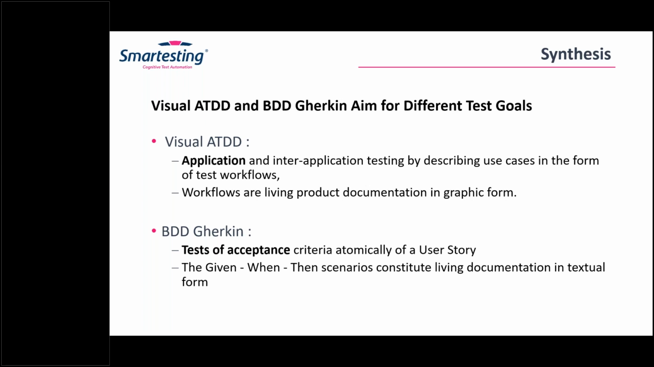BDD Gherkin is a good approach to refine in detail with the business stakeholders the acceptance criteria at the level of user story, like I told you a little while ago. Discuss examples, formulate the scenario and automate the corresponding script. So depending on your objective and your application context, I would suggest that you use visual ATDD for a global vision of the feature and to produce application or inter-application tests, and or use Gherkin to script tests at the user story level.